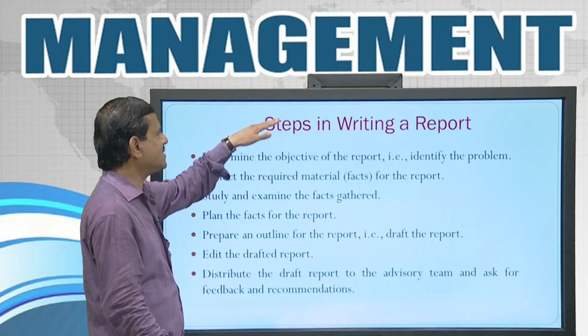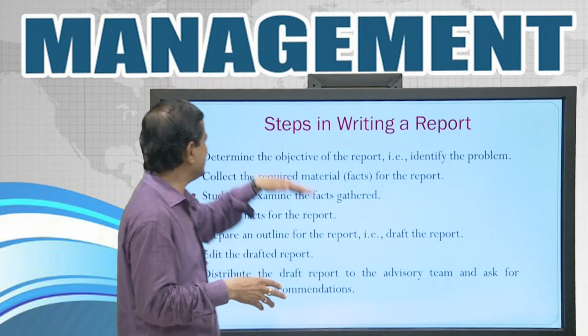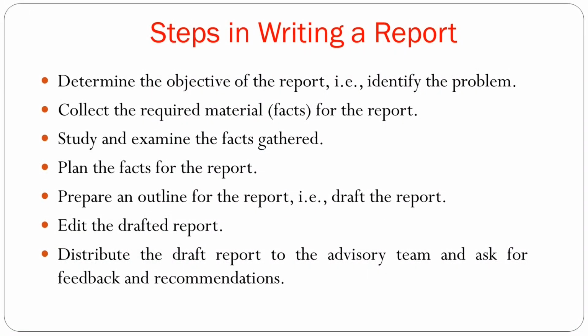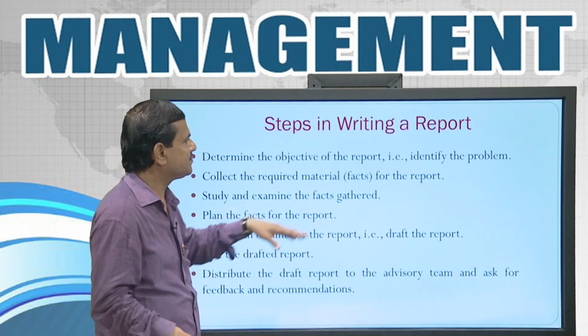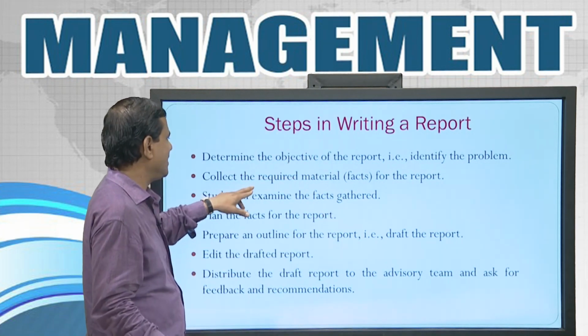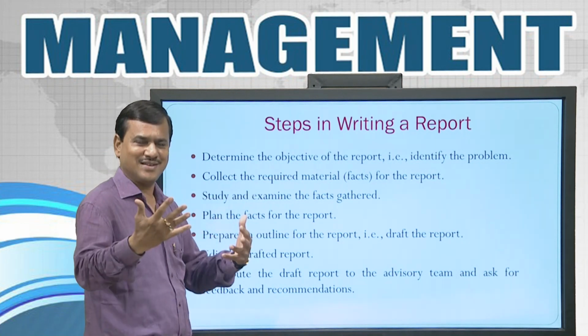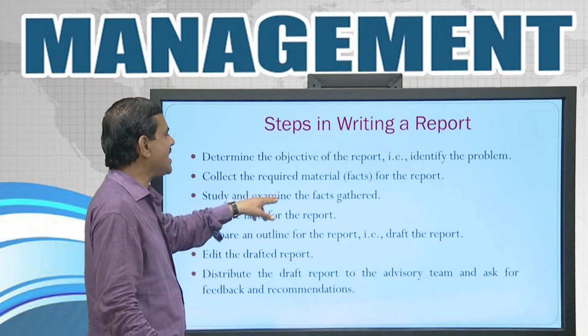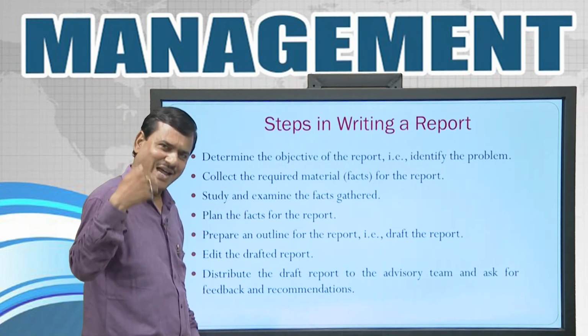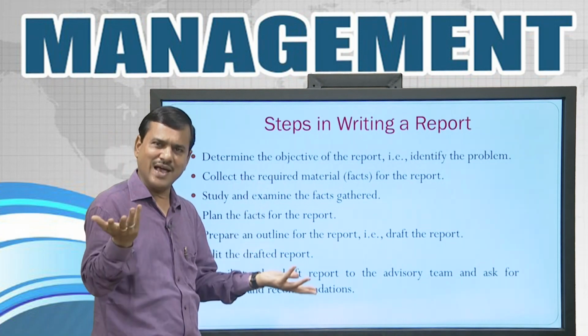On the basis of that, if you wish to write a business report, what is to be followed by you? Certain steps. First, determine the objective of the report. Why are you writing this report? In every chapter you know the objective. Why do we study this chapter? In the same way, why am I writing this report? So identify the problem. I told you, a problem really encourages us to find out the solution. Second, collect the required material, facts for the report. I use the word for that, data. Start collecting data. Third, study and examine the facts gathered. Whatever data and information that you have collected is to be studied by you, examined by you, analyzed by you.